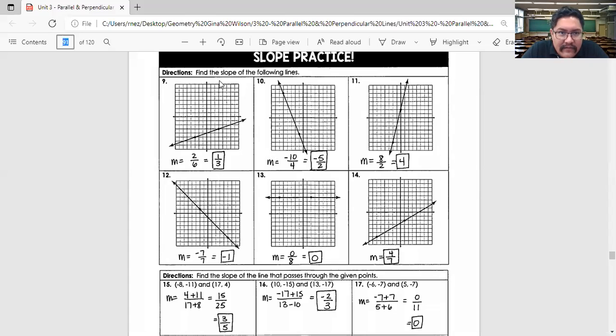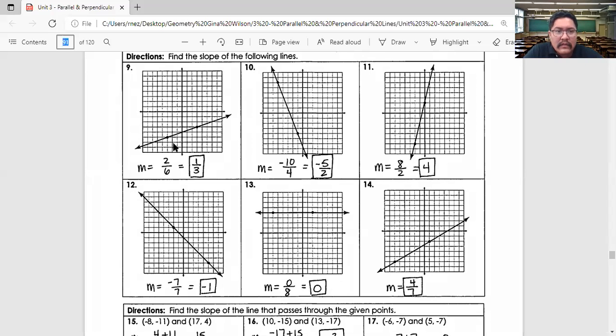All right, so let's see. Find the slope of the following lines. They have these dots, and in this one it's a little bit hard to see. So you just go from one dot to the other. Up 2 over 6: 1, 2, 3, 4, 5, 6. So we write 2 over 6.